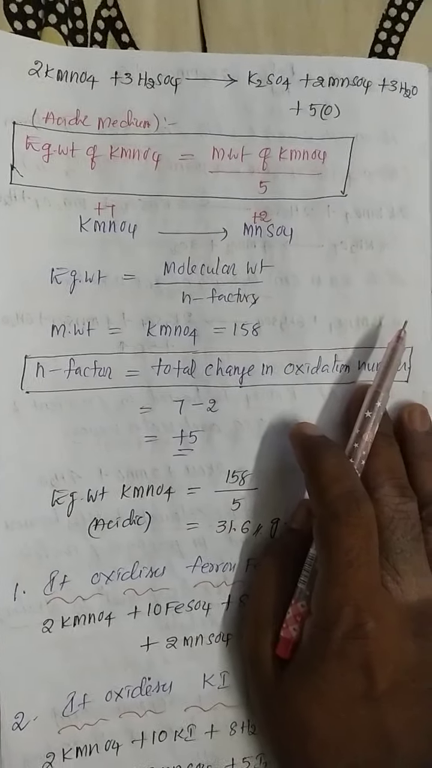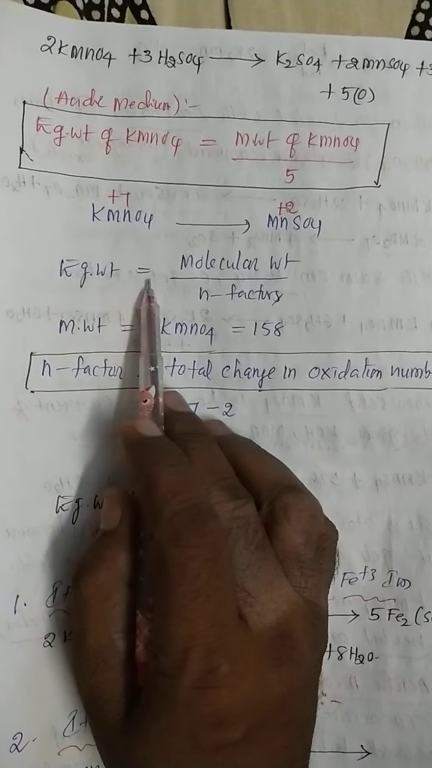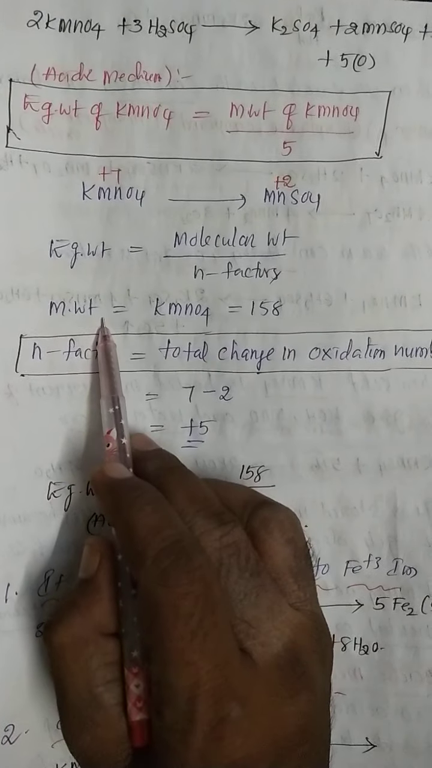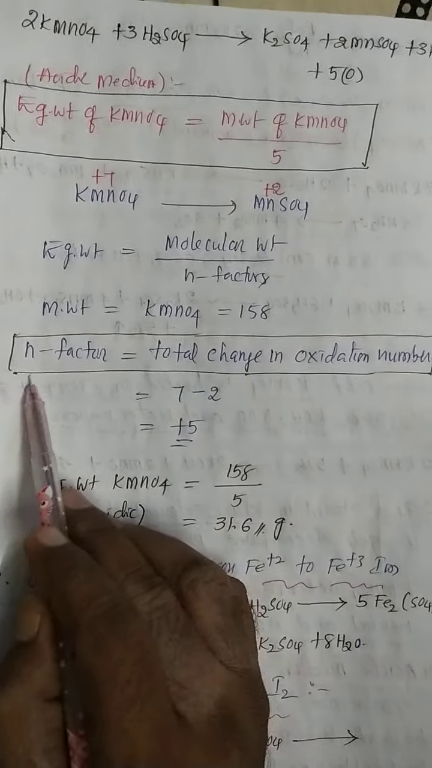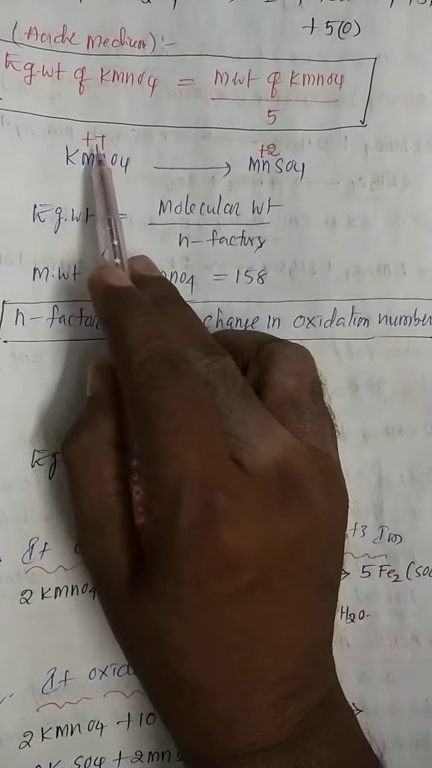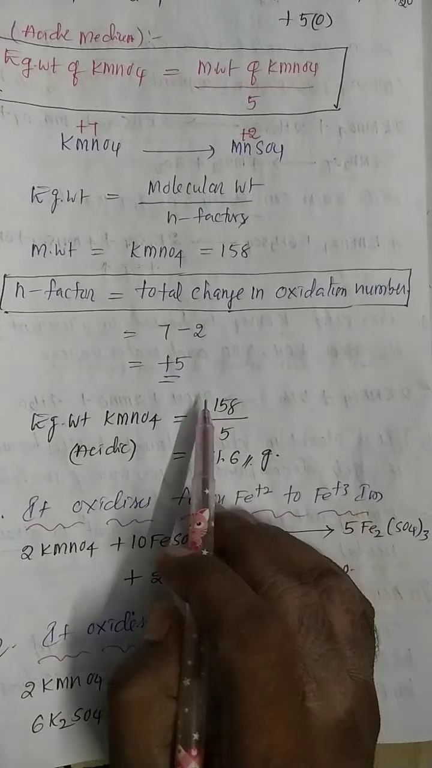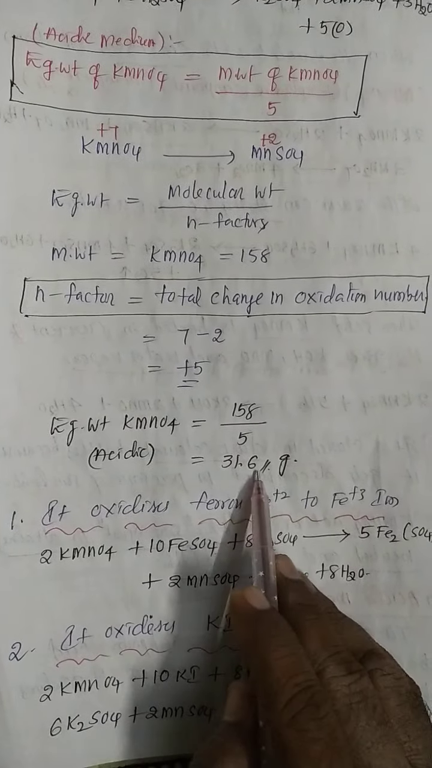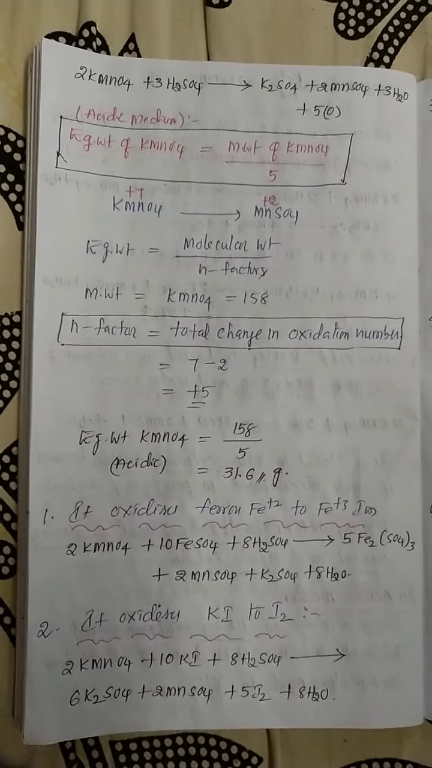Now the formula: equivalent weight is equal to the molecular weight of KMnO4 divided by n factor. The molecular weight of KMnO4 is 158. How to calculate the n factor value? Total change in oxidation number: 7 minus 2, so 5 units are changed. That is why the n factor value is 5. So ultimately molecular weight divided by n factor, 158 by 5, is 31.6 grams. This is the most important point, my dear students: the equivalent weight of KMnO4.